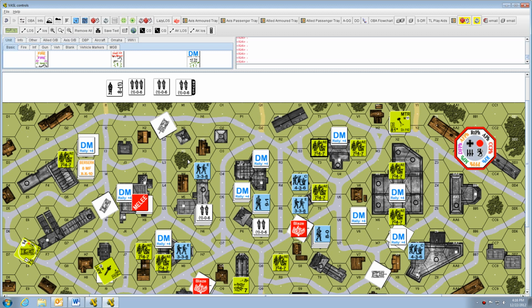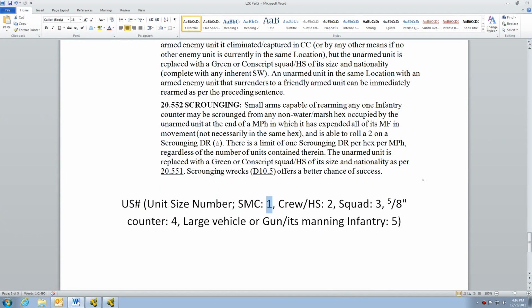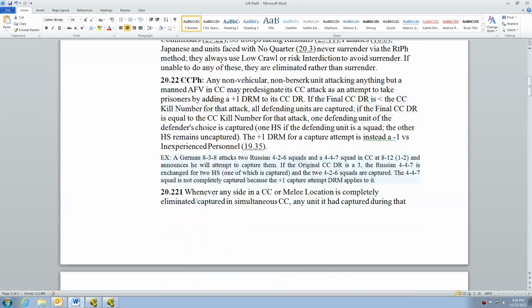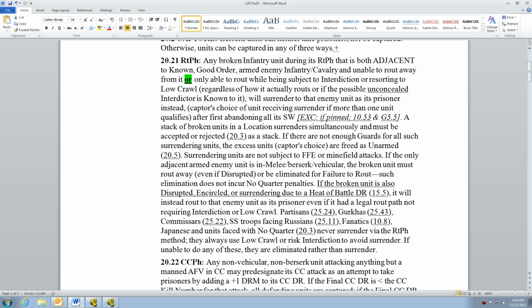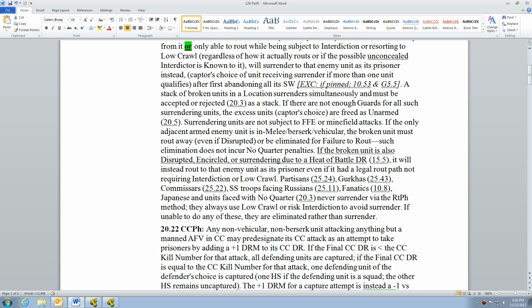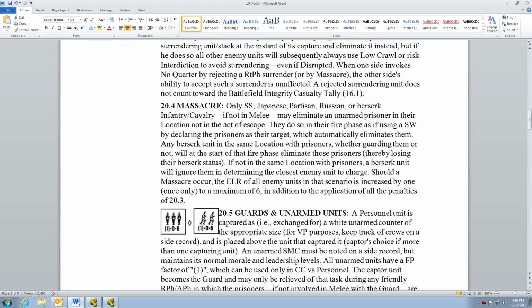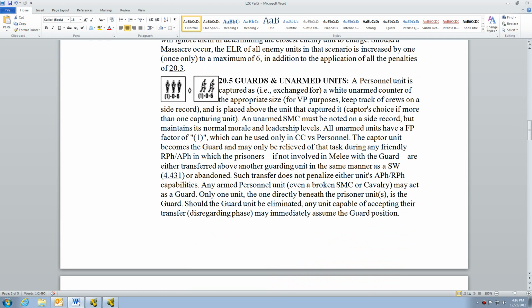When you accept, and this is kind of an important rule, when you accept prisoners, hopefully I can find this rule as well. I think it is in this here. Oh, here's what I was looking for before. The unarmed units have a firepower factor of 1 in the brackets, which can only be used versus close combat versus personnel. So yeah, I told you I'd find it later.